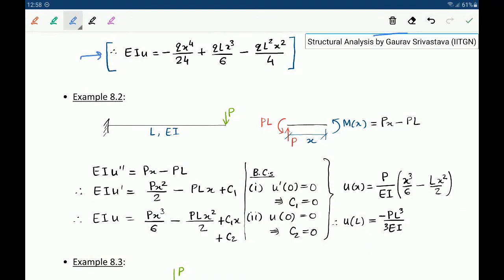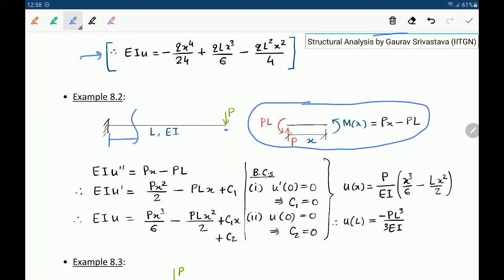We may look at one more case very quickly. Let's say this cantilever beam is subjected to a tip load of P. Again, we can draw the free body diagram of the portion at a distance x from the support A, right? And we can write moment as a function of x. In this case, it comes out to Px minus PL.